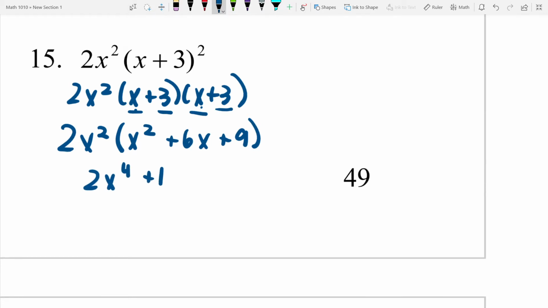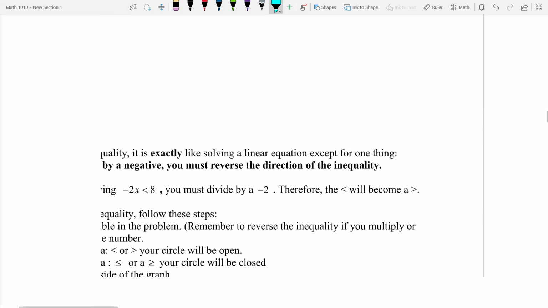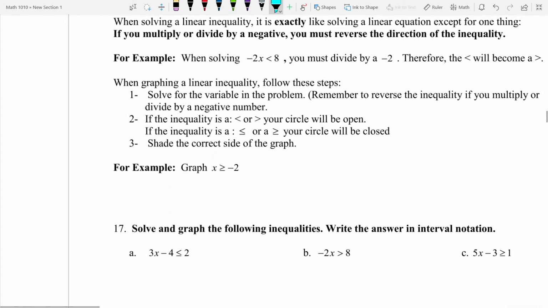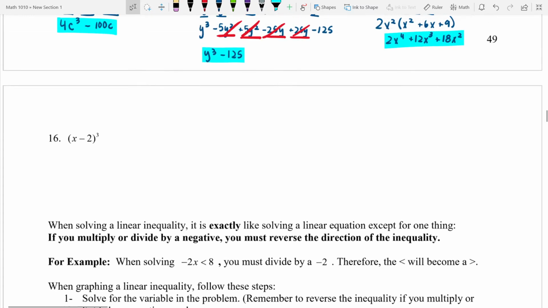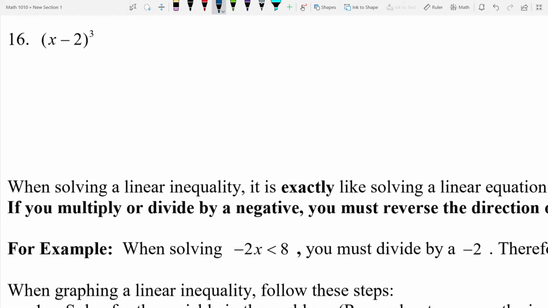6 times 2 is 12x to the, talk to me guys on this, third. 9 times 2 is 18x to the second. There's your answer, and you're done. Okay? Okay, that was 15. Here is, do we have a 16? Yes, we do. Okay, here's 16. Everybody in the room, 25 people, tell me what to do.